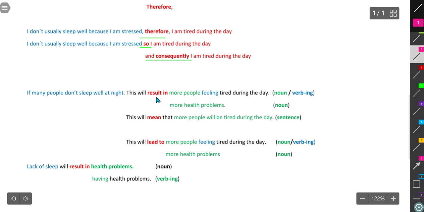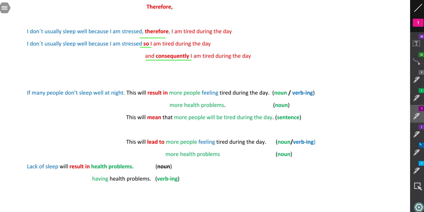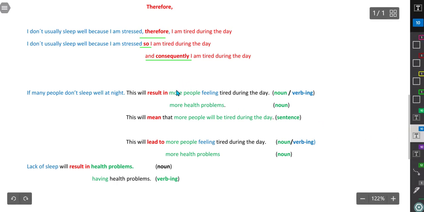When you are using this, in this case, you can use a verb in ing. In this case, I am using a verb in ing. Or also you can use a noun and a verb in ing. For example, I'm going to write the idea so you don't have any problems. But the same idea could be like this. This will result in feeling tired during the day.